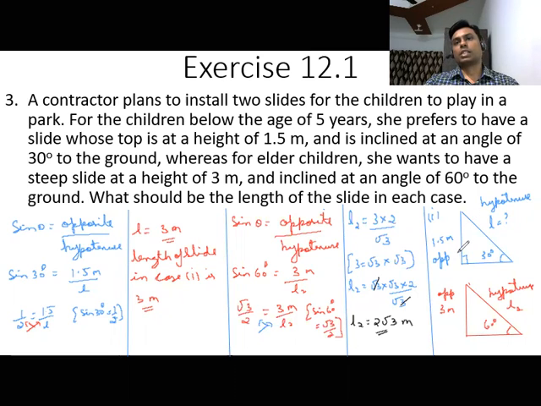So in the first case the slide height is 1.5 meters and angle is 30 degrees. So use trigonometry. Sine 30 is equal to 1.5 by L. L becomes 3 meters. Second case, height is 3 meters and angle is 60 degrees. So again use the same relation because we have to relate opposite and hypotenuse. So sine 60 is equal to 3 meters by L2. Sine 60 is root 3 by 2. So root 3 by 2 is equal to 3 meters by L2. So what is L2? 3 into 2 by root 3. 3 can be written as root 3 into root 3. So 1 root 3 will get cancelled. L2 will be 2 root 3 meters.